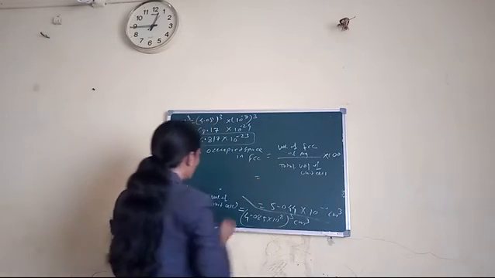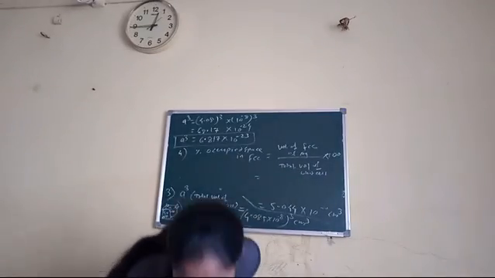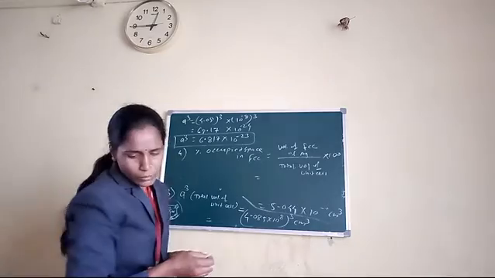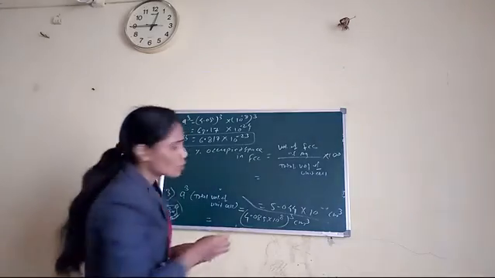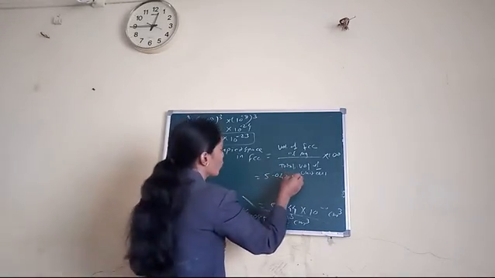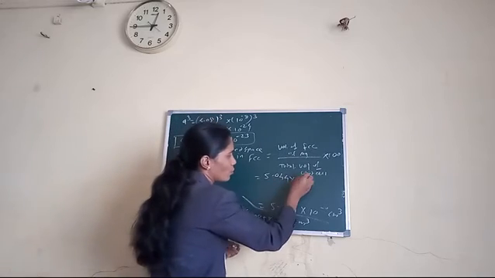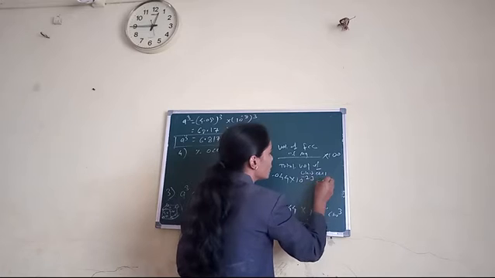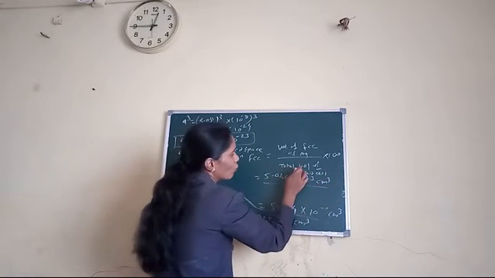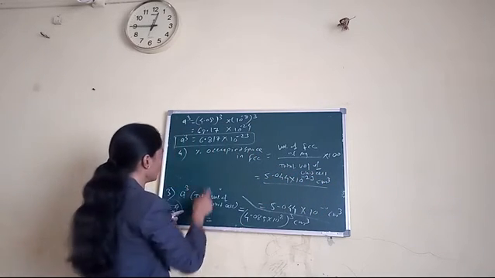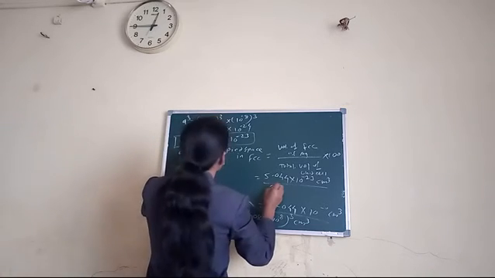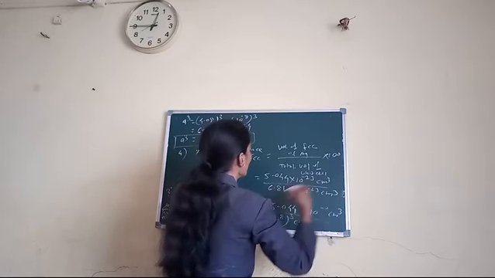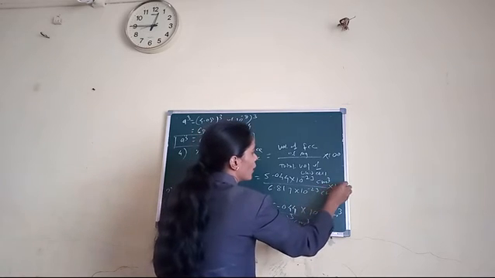Then the volume of FCC, which we already found, is 5.044 into 10 raised to minus 23 centimeter cube, and the total volume of the unit cell is 6.817 into 10 raised to minus 23 centimeter cube, into 100%.